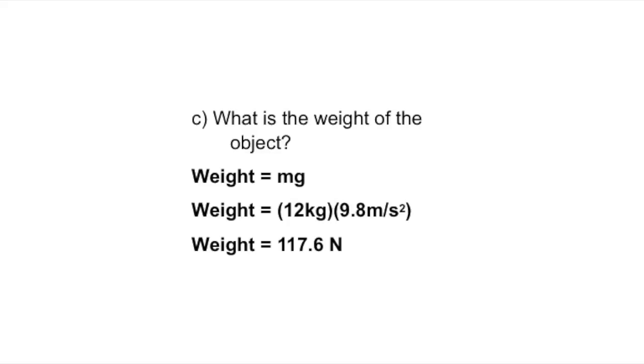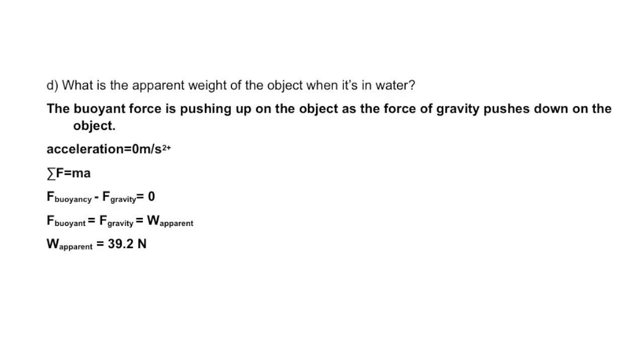Part C. What is the weight of the object? Well, weight is equal to mass times gravity. Therefore, 12 times 9.8 is equal to 117.6 newtons. Part D. What is the apparent weight of the object when it's in water? The buoyant force is pushing up on the object while the force of gravity is pushing down on the object, and the acceleration of the object is equal to 0. Therefore, we can say that the force of buoyancy is equal to the weight apparent. Therefore, the apparent weight is 39.2 newtons.